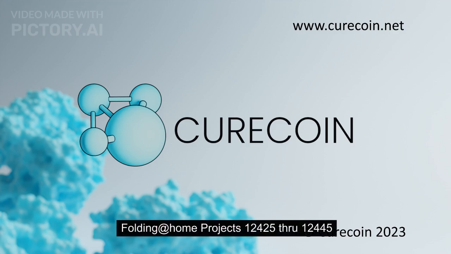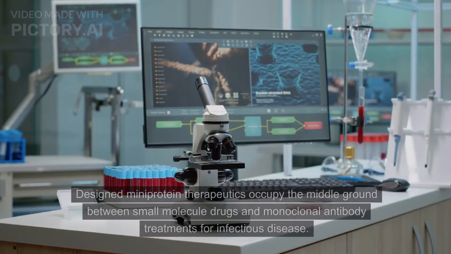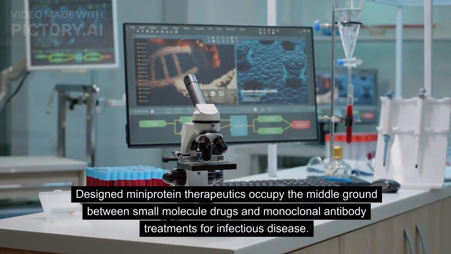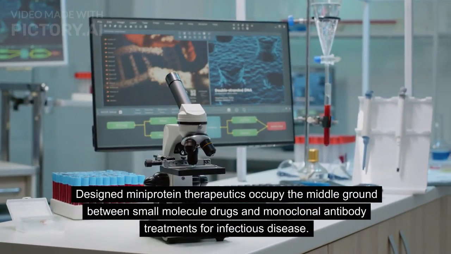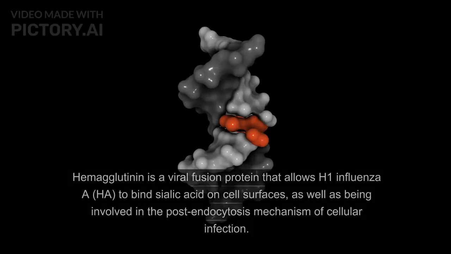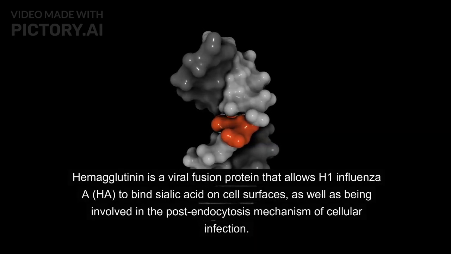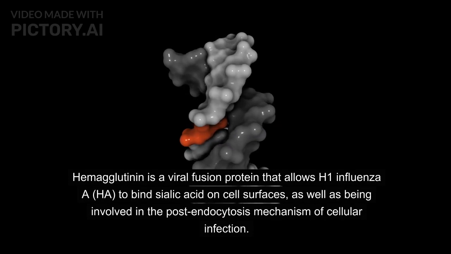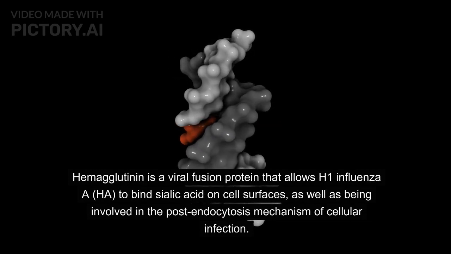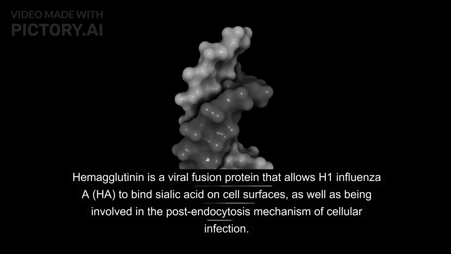12425 through 12445. Designed mini-protein therapeutics occupy the middle ground between small molecule drugs and monoclonal antibody treatments for infectious disease. Hemagglutinin is a viral fusion protein that allows H1 influenza A, HA, to bind sialic acid on cell surfaces, as well as being involved in the post-endocytosis mechanism of cellular infection.